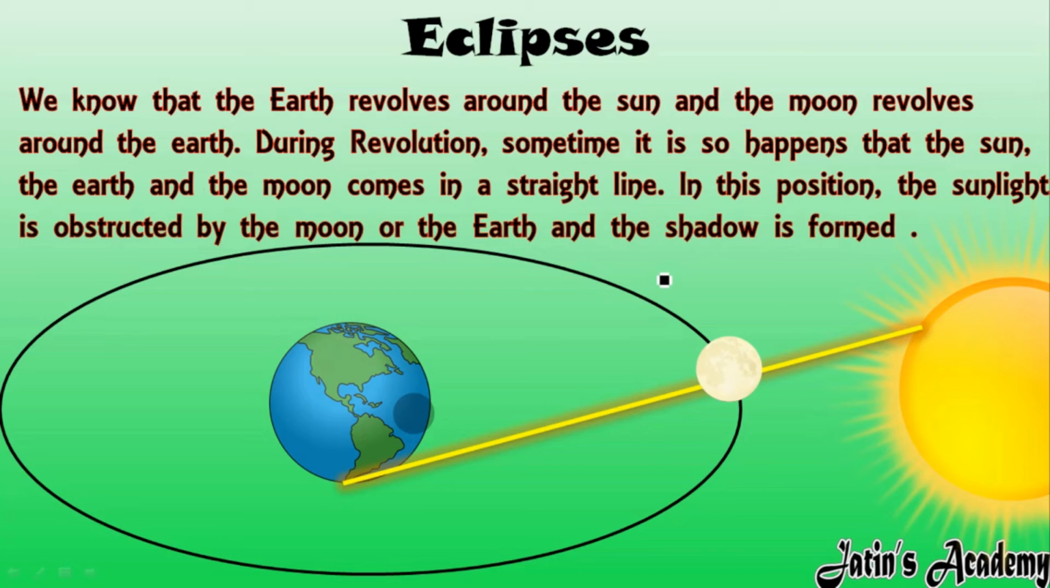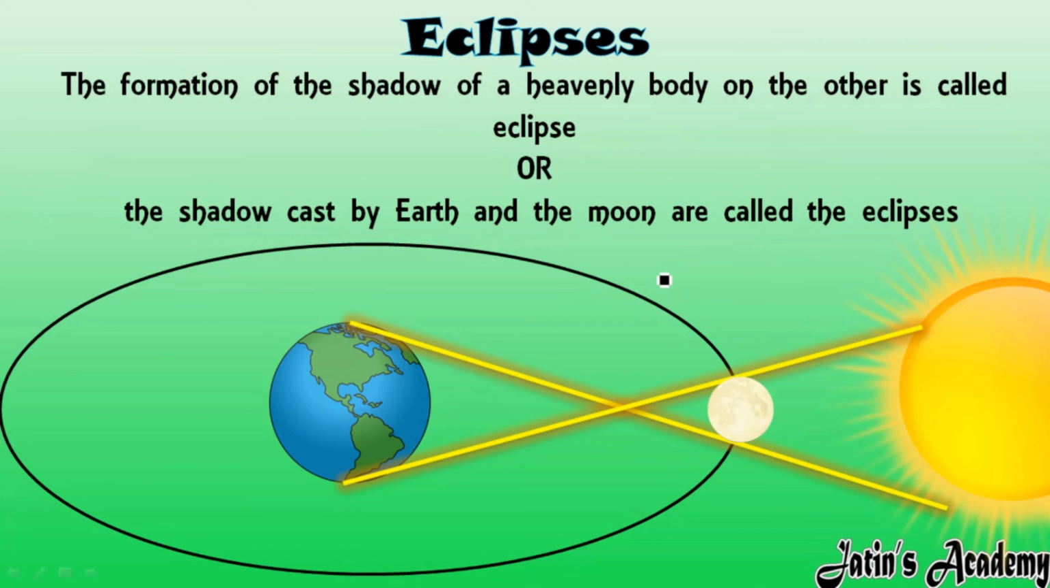Whenever shadows are formed on either the earth or the moon, eclipses are formed. So here we have the definition of an eclipse. Eclipse means the formation of the shadow of one heavenly body on another.